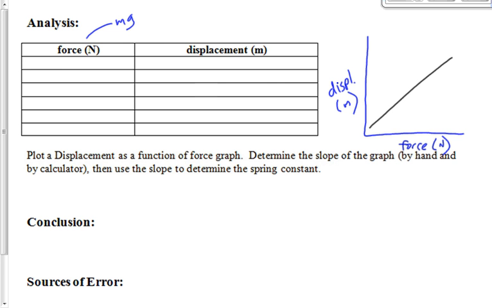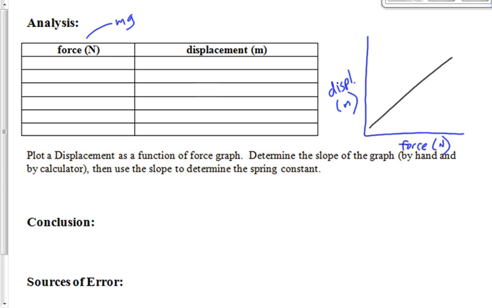Now I'm going to show you something that you've never seen before. I'm going to show you a technique to find what the slope means from a graph that you've never seen before. You've never seen this graph before, x versus F, or displacement versus force. But we're going to figure out what the slope means together.